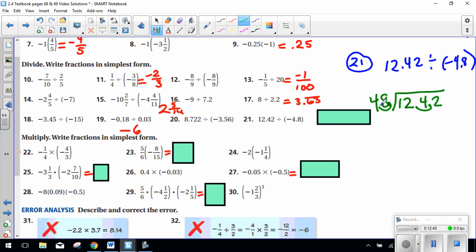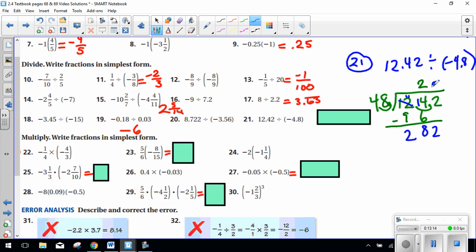So 48 goes into 124 2 times. 2 times 48 is 96. When we subtract, so I'm going to make this an 11. 14 minus 6 is 8. And 11 minus 9 is 2. And then we bring down.